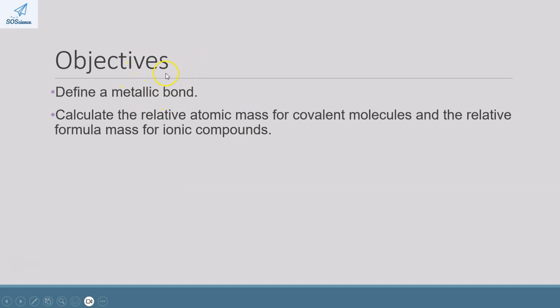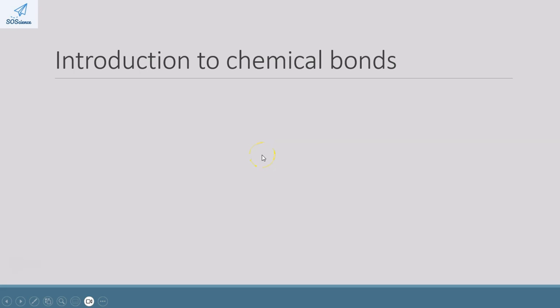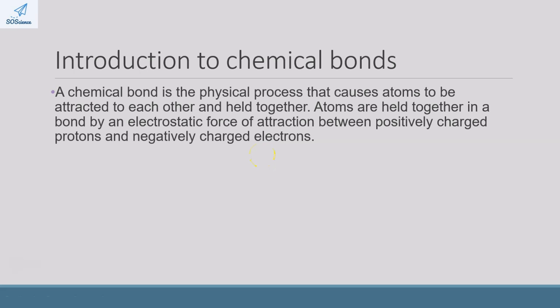We're also going to define a metallic bond, and we're going to learn how to calculate the relative atomic mass and the relative formula mass for covalent molecules and for ionic compounds, respectively. So let's start off by understanding and defining chemical bonds.